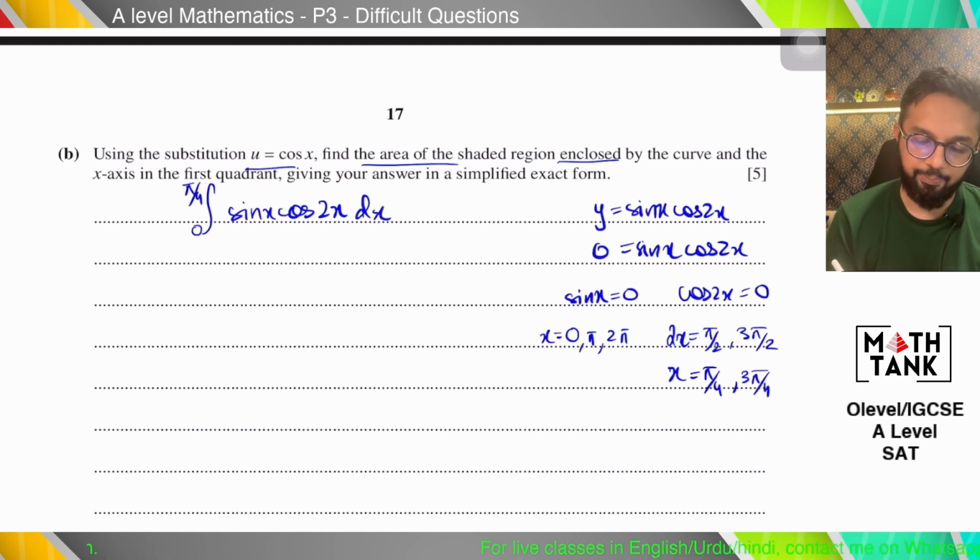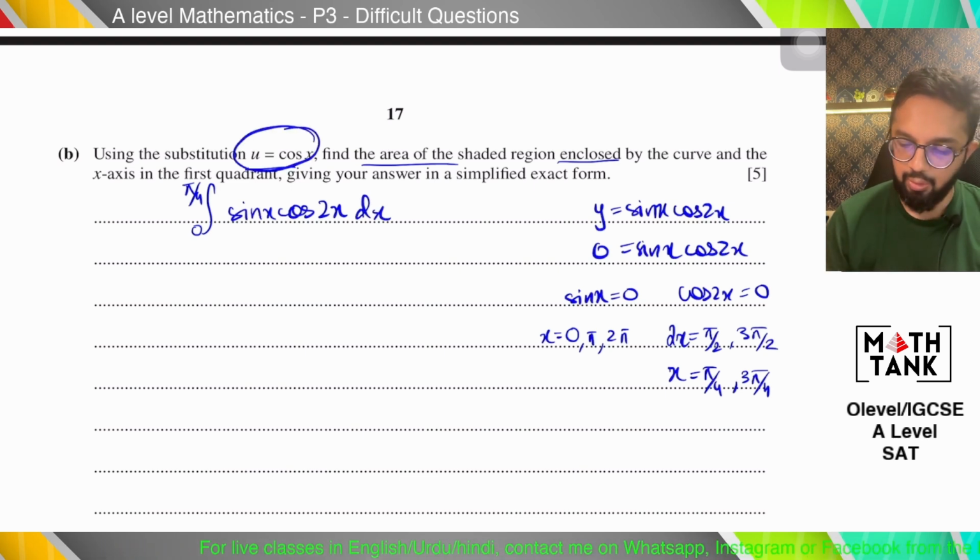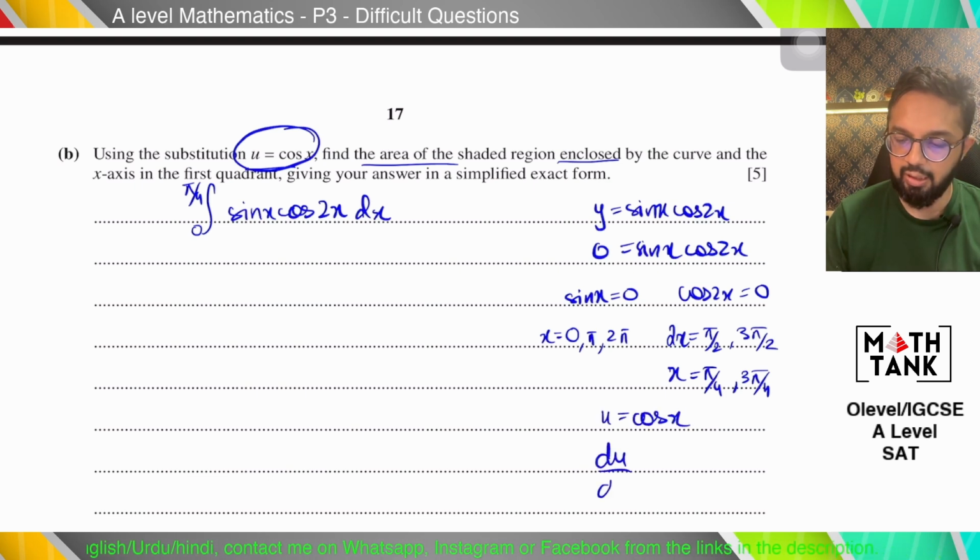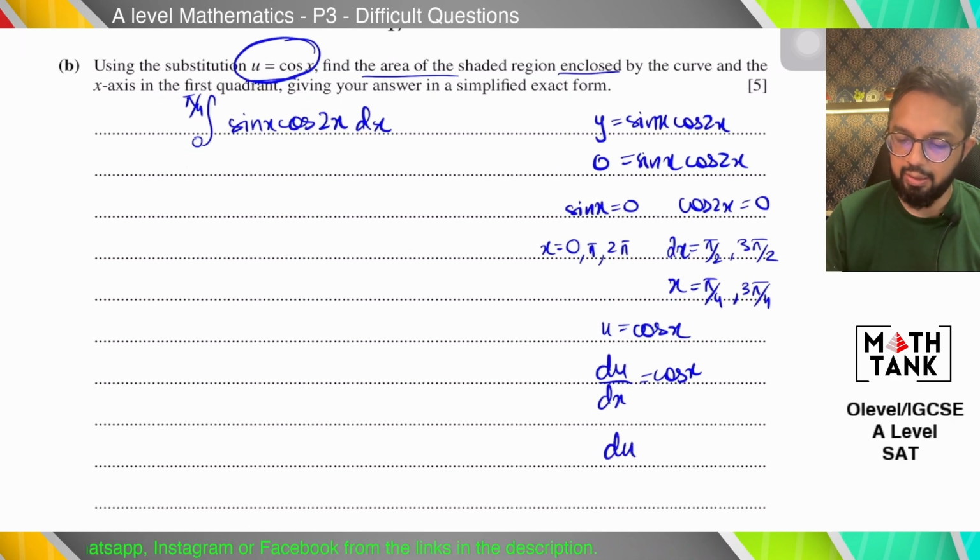There's a dx here. Then u equals to cos x, so I don't see an immediate substitution. So I'm going to differentiate my substitution first and say that this is du over dx cos x. So I can replace du with sin x, sorry, minus sin x, in fact. So minus sin x and dx.